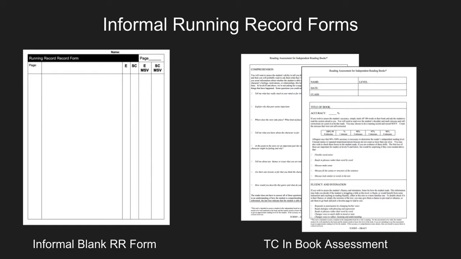This is much more thorough, and in addition to an MSV or an accuracy analysis to make sure that the book is a good level and a good fit, there are some follow-up questions. You can analyze their fluency and intonation, and some general comprehension questions to help see more than just is this child able to read the book accurately, but are they actually understanding it? So some great comprehension questions to guide you as well that can be used with any book.